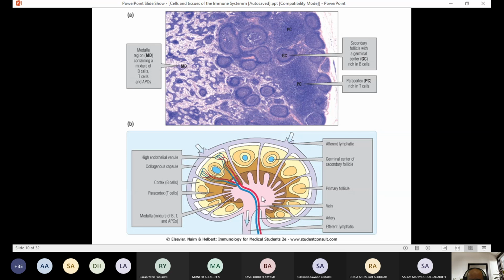As I said, if they did not find the foreign antigens they are going to die. So it depends, for example, in the lymph node, on the germinal centers or paracortical area, where they are going to develop the B cells or the T cells.